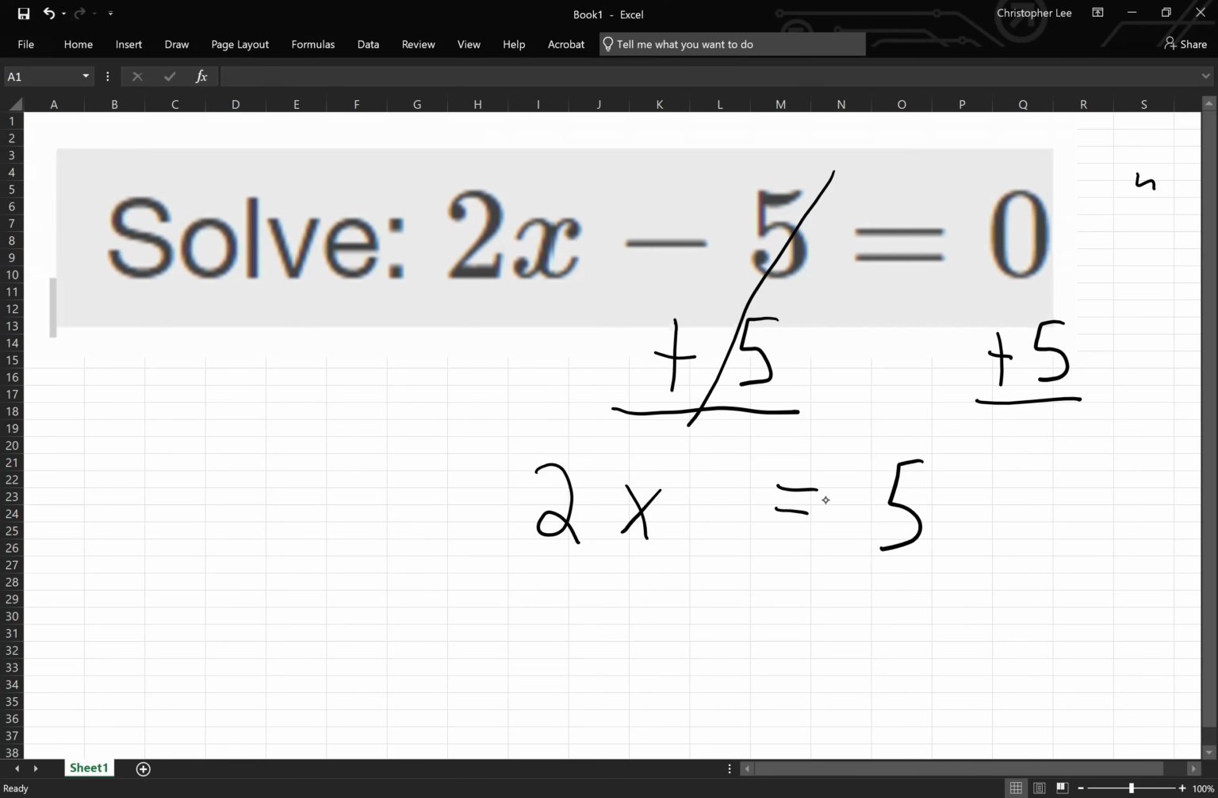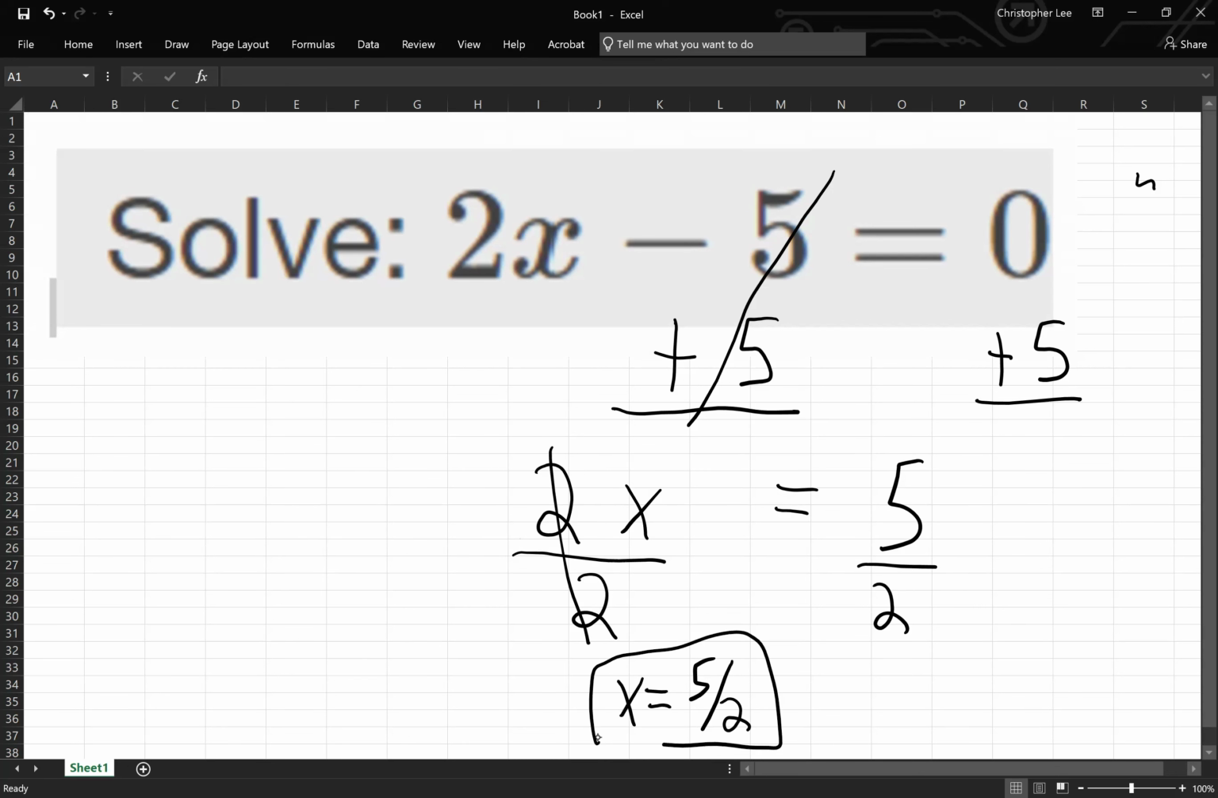And what do I do after that? Exactly. Divide both sides by 2. What you do to one side, you have to do to the other. Excellent. So my final answer, x is equal to 5 over 2. Okay. Any questions on this? Anybody? We good?